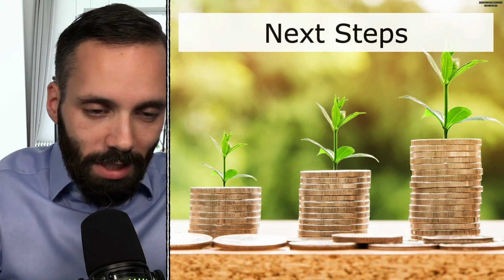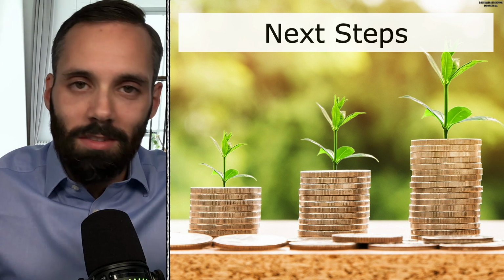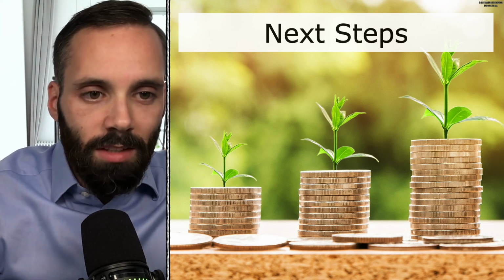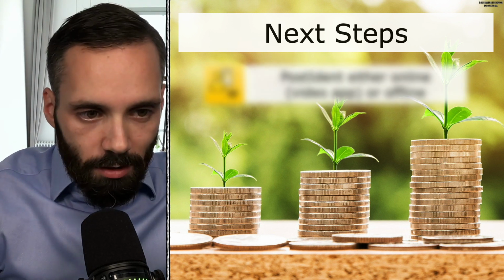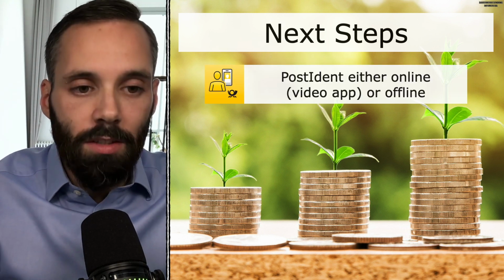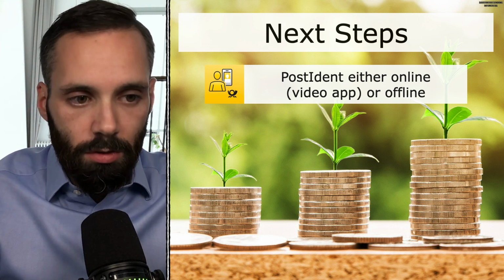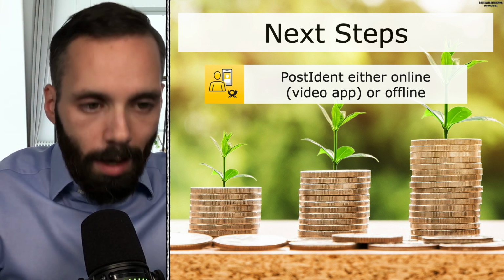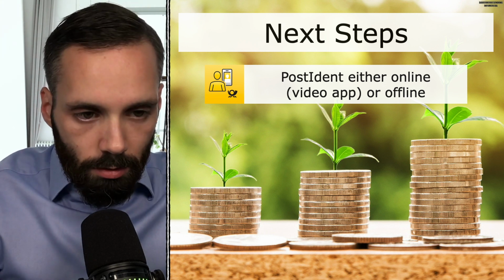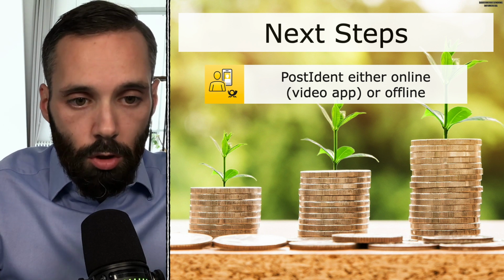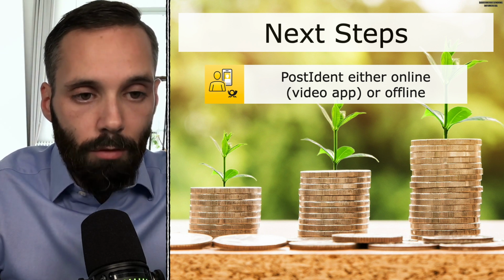Now that you've clicked the button, what's gonna happen? After finishing your application, you will get a couple of mails. Next step will be to identify yourself with post-ident, and you can choose how you would like to do this. You can choose to do it online with the Video Ident app. You can download it on Google Store or on the App Store, or you can go to the next German post store to identify yourself offline.